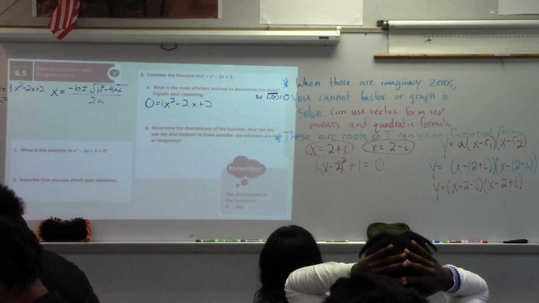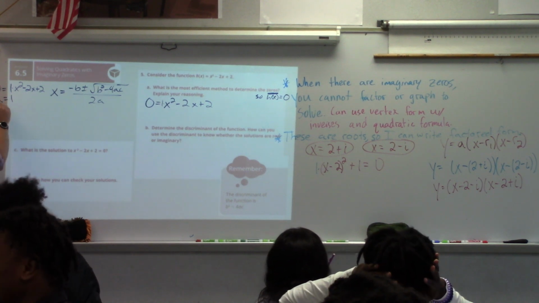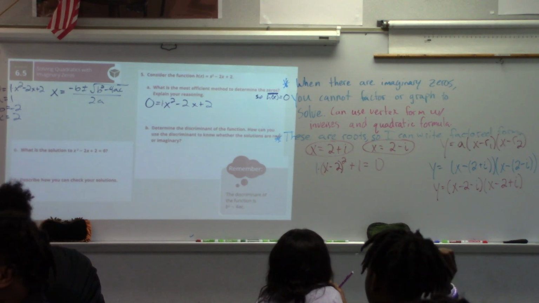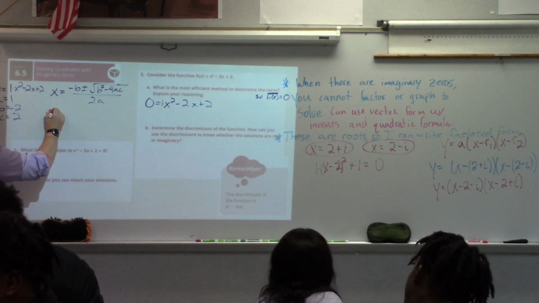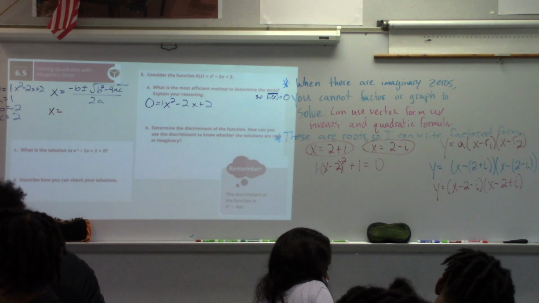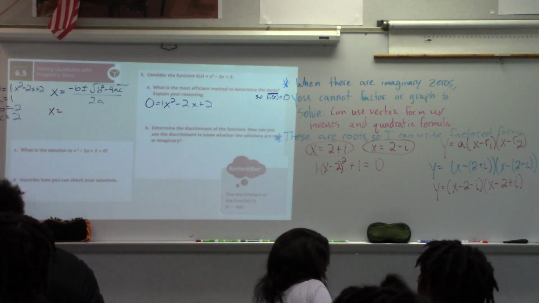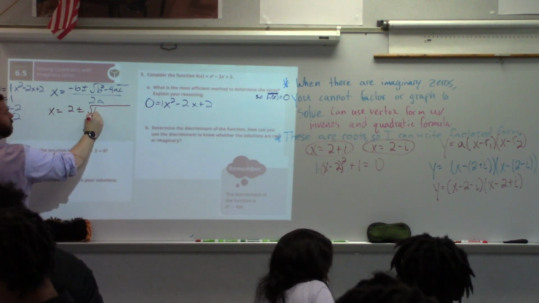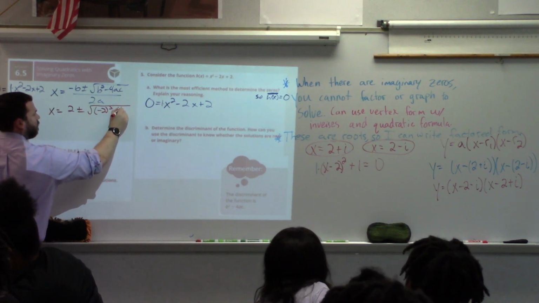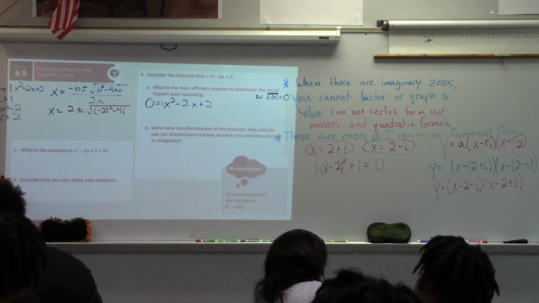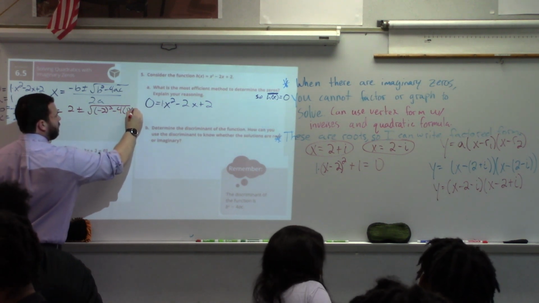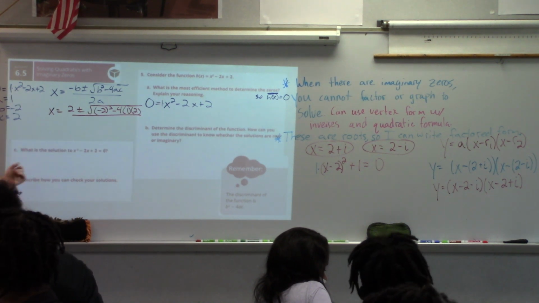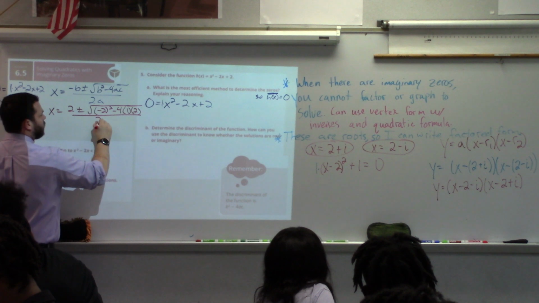So what is A? A equals 1, B equals -2, C equals 2. So, x equals, I'm running out of room. 2 plus or minus the square root. Xavier, stop having such low expectations for yourself. Divide by 2 times 1.